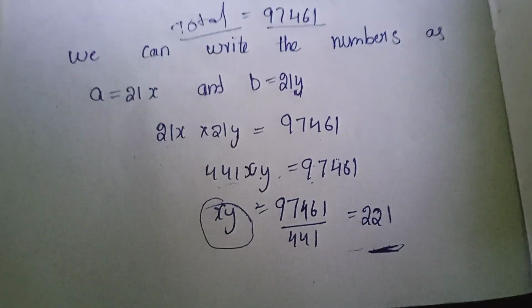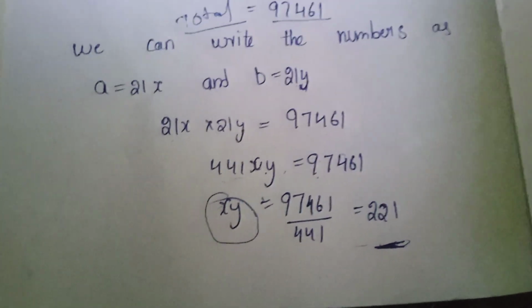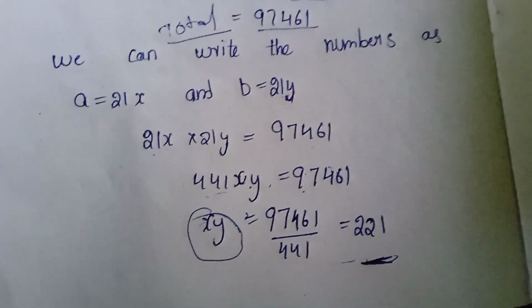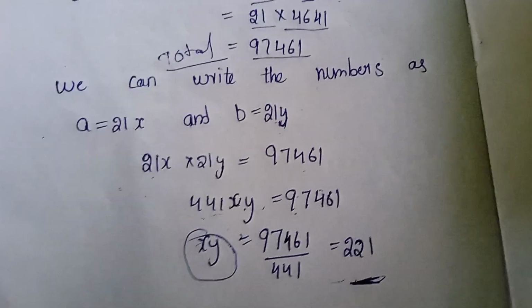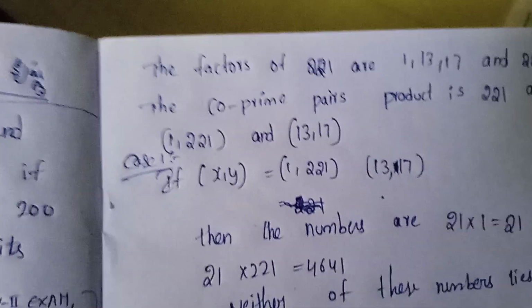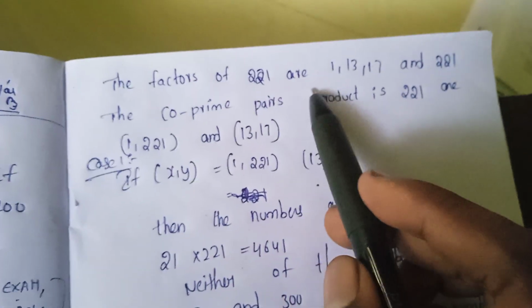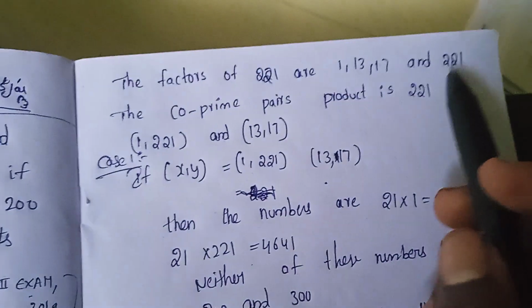When two numbers give the same result, we find the factors of the number and split them into two parts. So now carefully observe. The factors of 221 are 1, 13, 17 and 221.